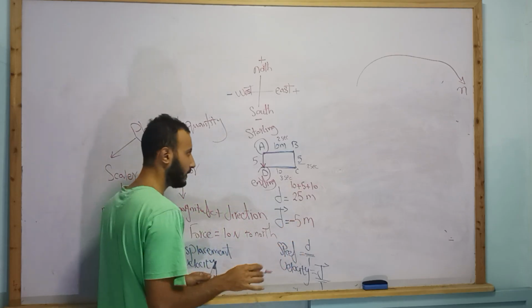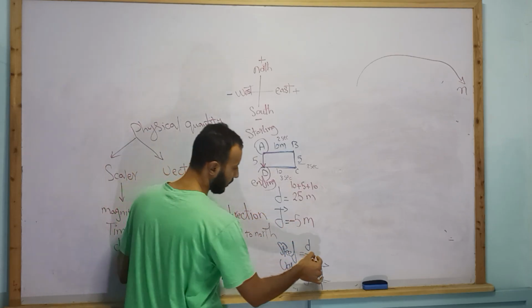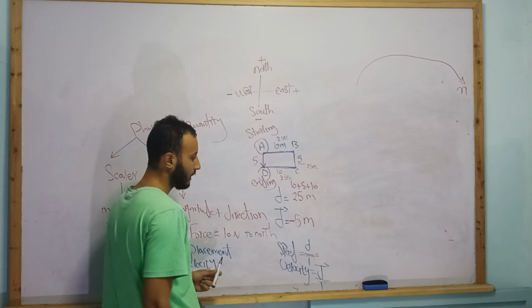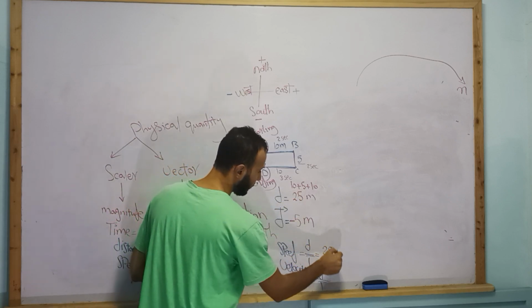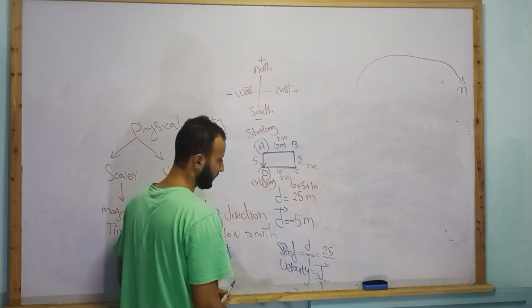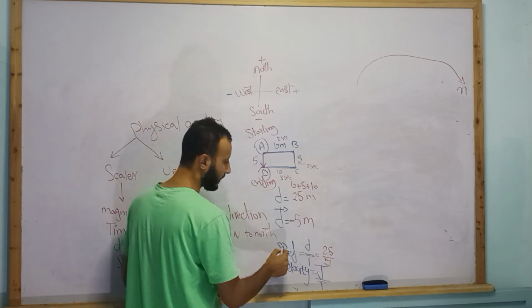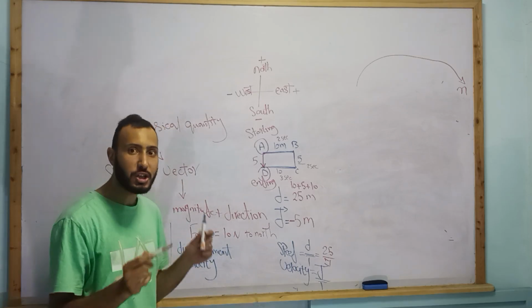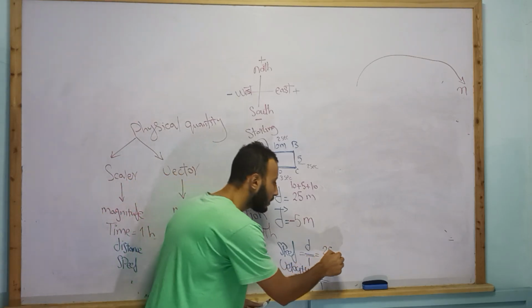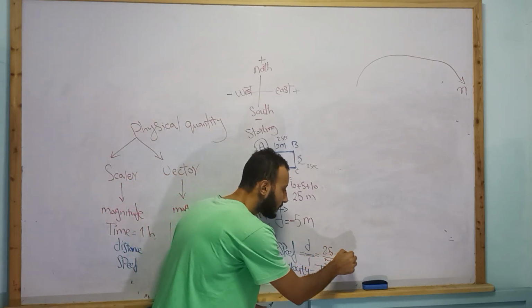2 plus 2 plus 3, so the total time is equal to 7. Yalla, let's get the speed. Distance, which is 25, divided by time, which is 7, so the speed is 25 over 7, and we know that the measuring unit of the speed is meter per second.